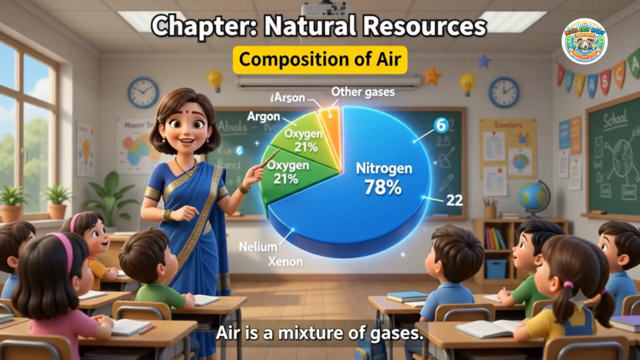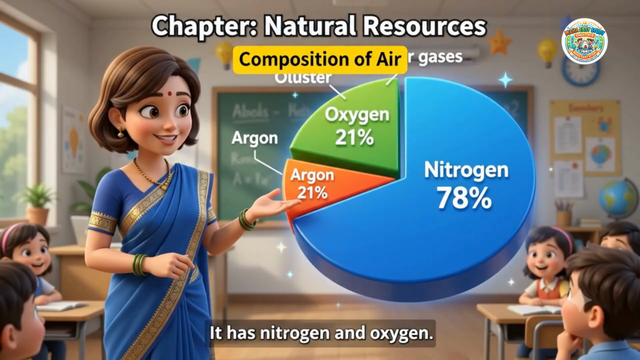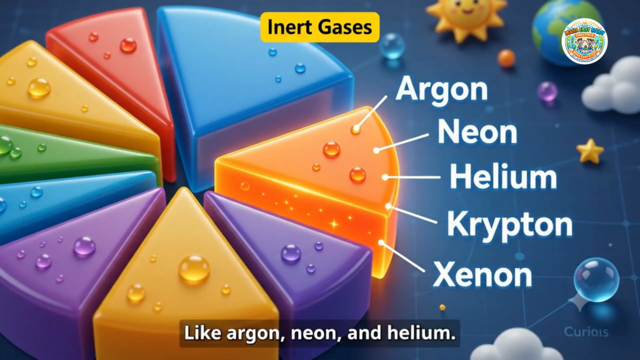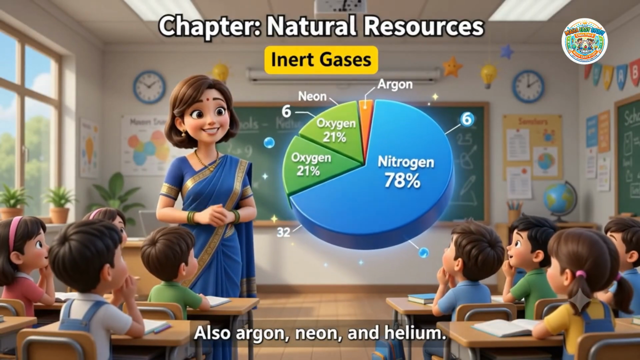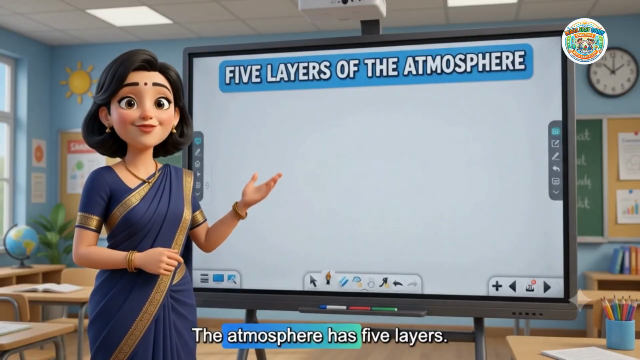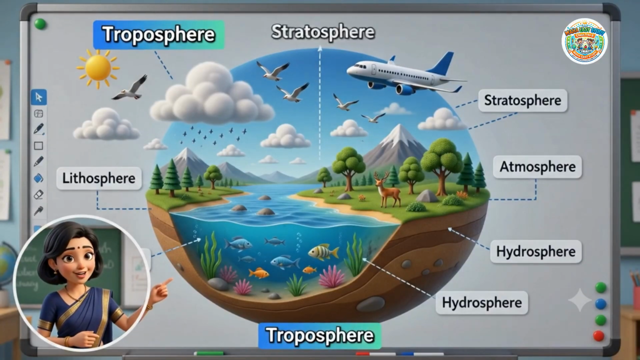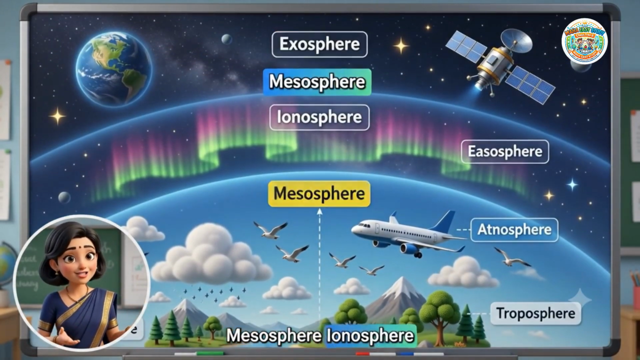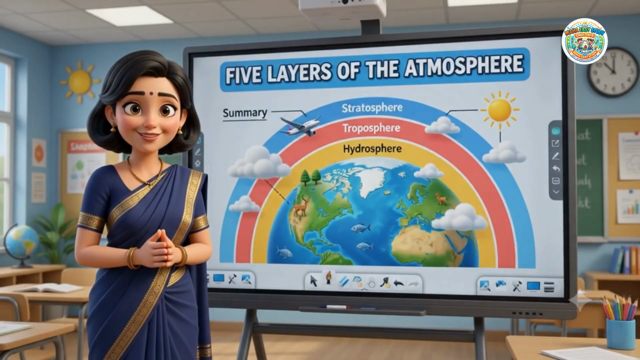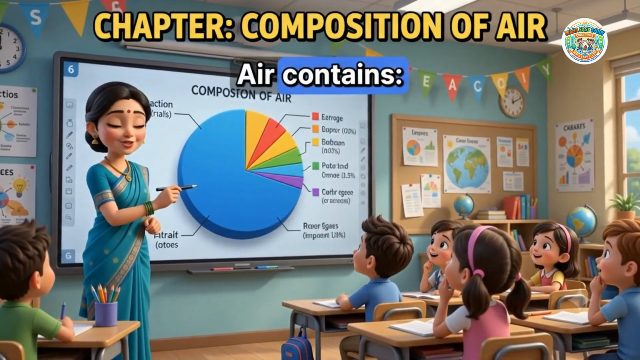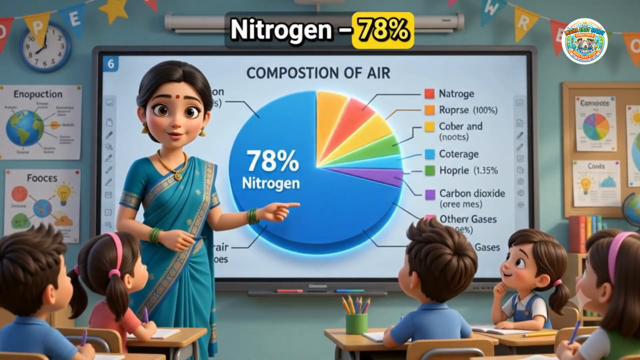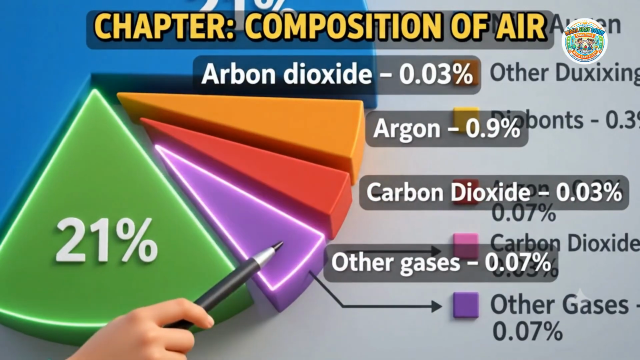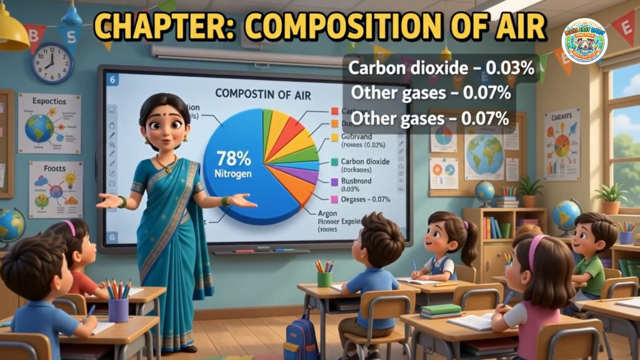Air is a mixture of gases. It has nitrogen and oxygen. A tiny part includes inert gases like argon, neon, and helium. Also krypton and xenon. The atmosphere has 5 layers: troposphere, stratosphere, mesosphere, ionosphere, exosphere. Air contains nitrogen 78%, oxygen 21%, argon 0.9%, carbon dioxide 0.03%, other gases 0.7%.